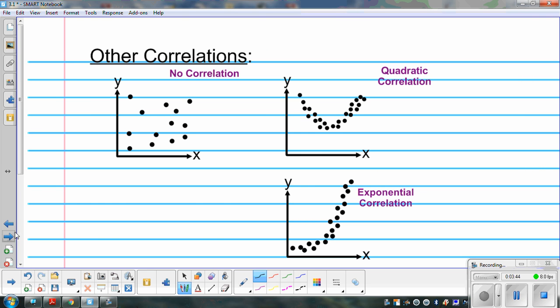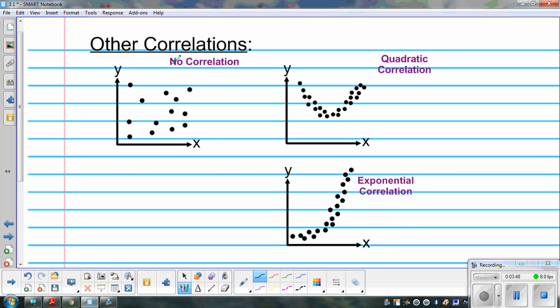There are 3 other types of correlations I do want you to draw as well. The first one, which is important, is the no correlation. That means as you look at the points, you can't tell if it's rising or if it's falling. They're just kind of all over the place. So if the points look like they're all over the place, you would simply say that there's no correlation there.